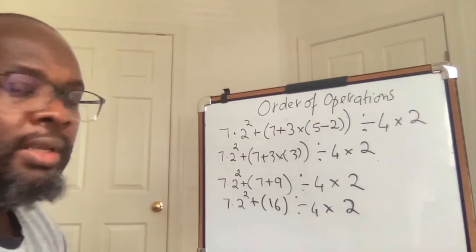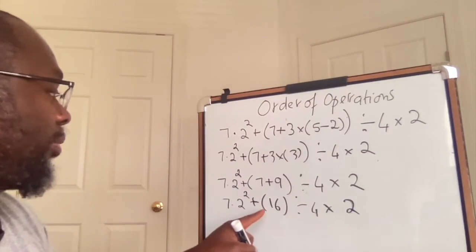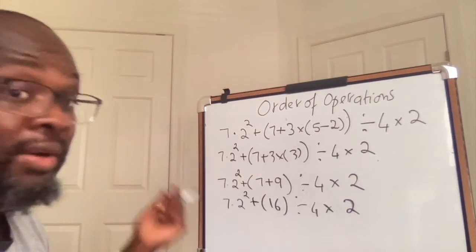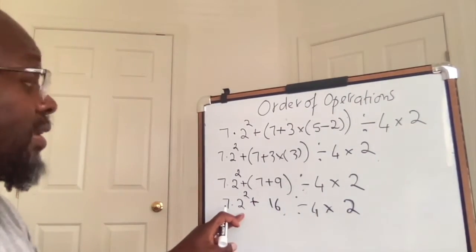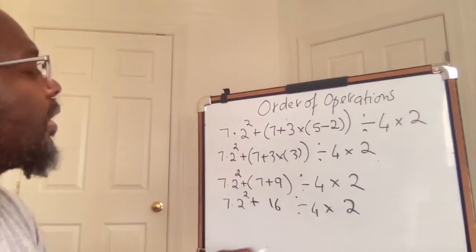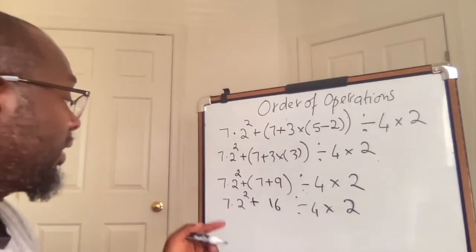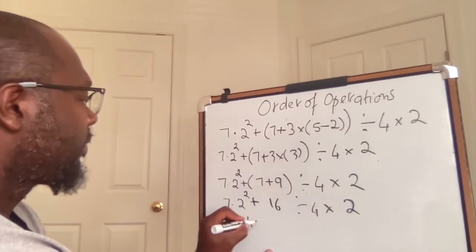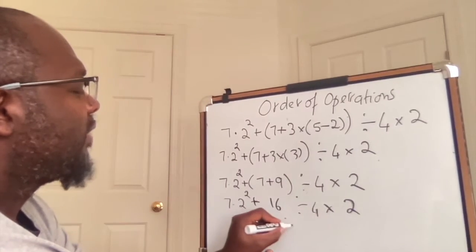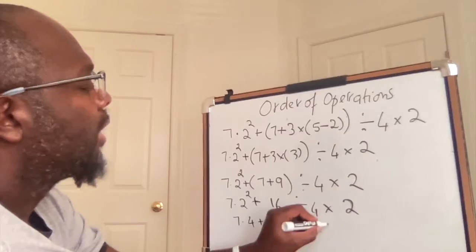Now, I have a parenthesis here. I don't need it anymore, so we can just get rid of it. So now we have this exponent here. I'm going to go from left to right and do my exponent. So 7 times 2 squared. 2 squared is 4, so 7 times 4 plus 16 divided by 4 times 2.